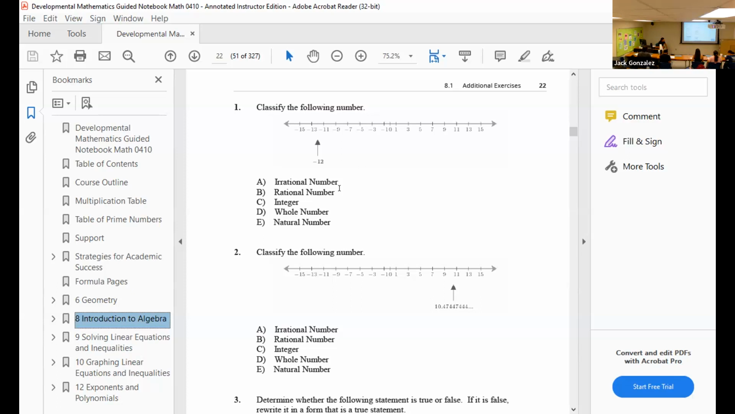So number one, what'd you guys choose? Yeah, for sure. For sure is an integer, but it's also rational, right? So it's both. So B and C would be the answer. Yeah, both apply.